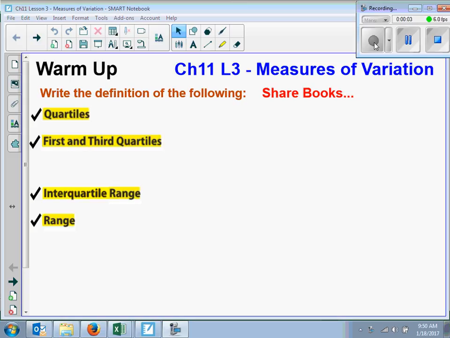All right, so Chapter 11, Lesson 3 is measures of variation. Okay? So the first thing we wanted to do, for the warm-up, is define all of these vocabulary. So for quartiles, who has quartiles?